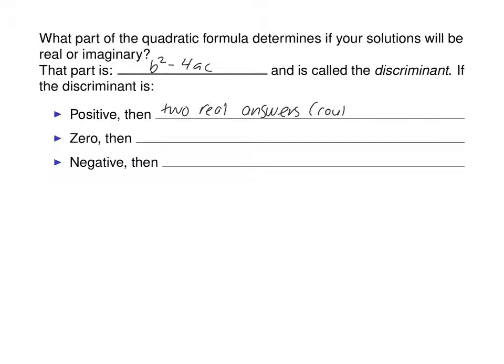If I say they could be irrational, does that make sense? Yep. Like they could have square root of 10 in them, for example. That's irrational. What if it's 0? How many answers? 1 real. And then how about negative? 2 imaginaries.